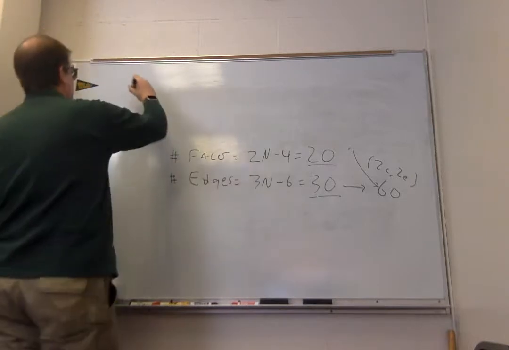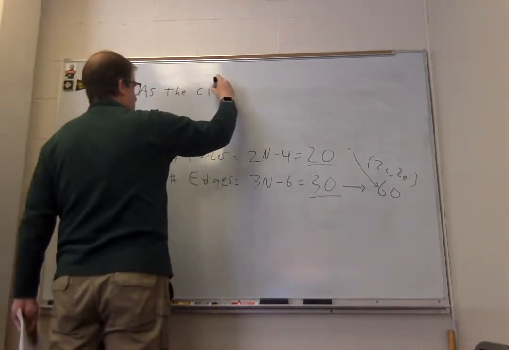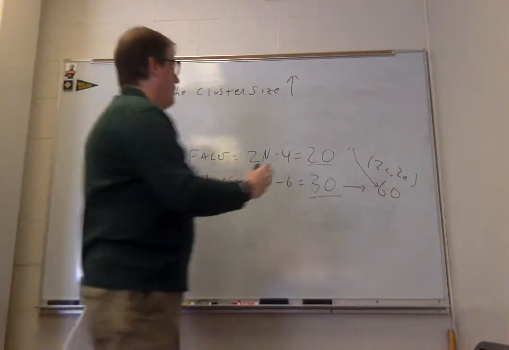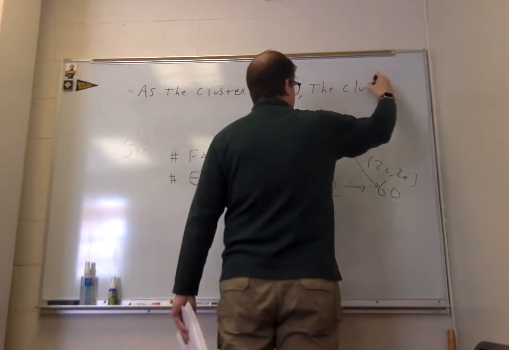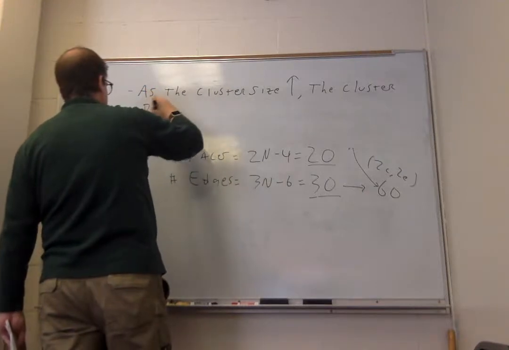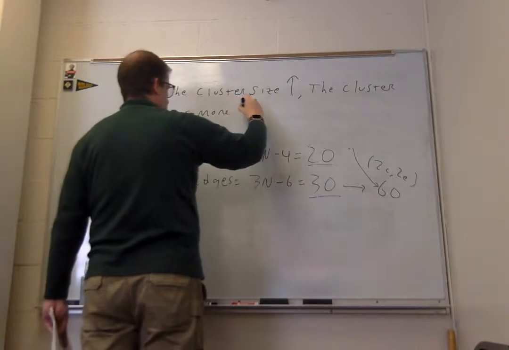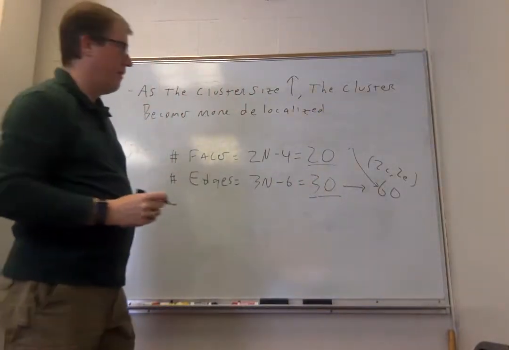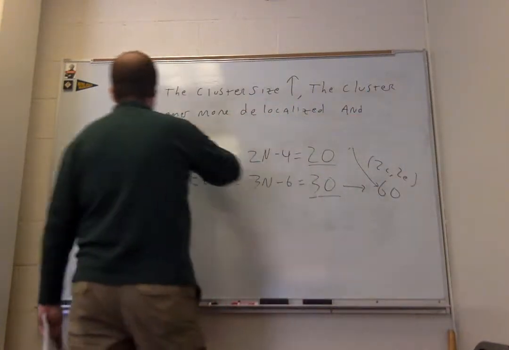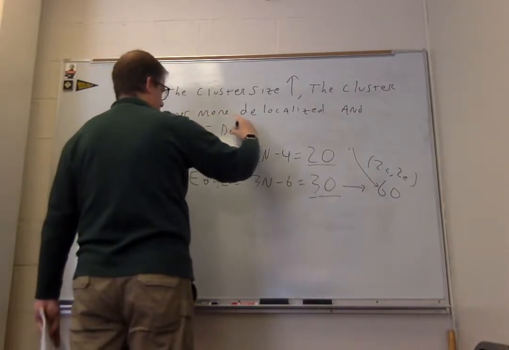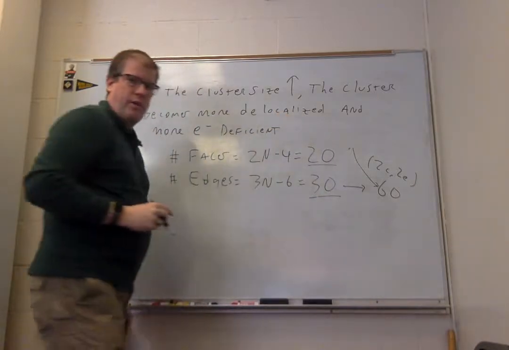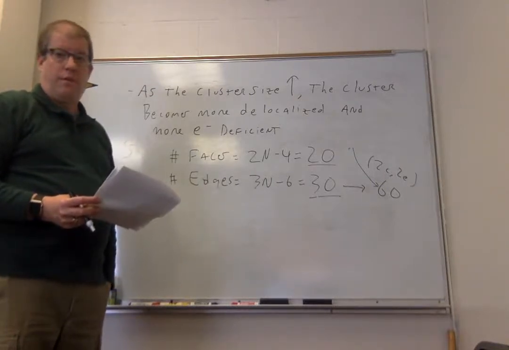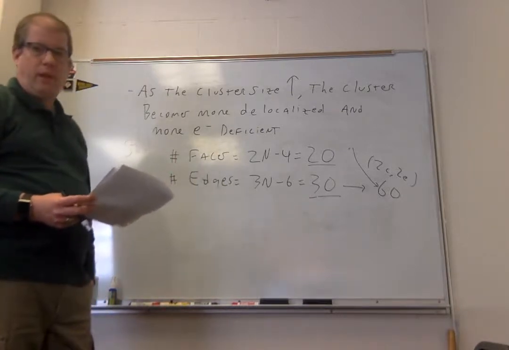And you can summarize that like this: as the cluster size increases, the cluster becomes more delocalized and more electron deficient. That leads into a whole bunch of properties for these things that are of pretty significant interest. We'll actually look at only one of them, and we'll get to that in a little bit.